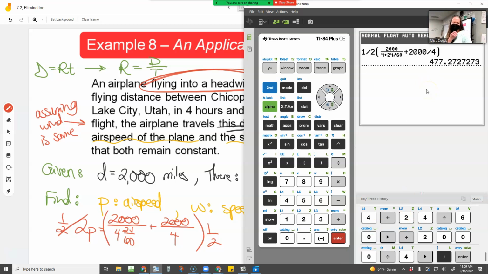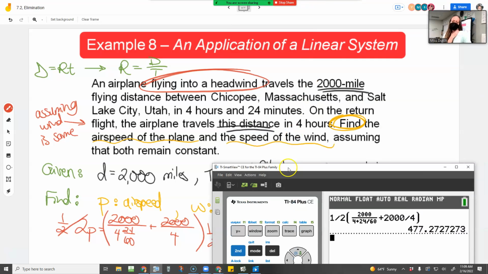And that's going to be which one? I did it wrong. P. That's going to be P. So how am I going to find W, the wind? And we're going to say, let's back what?